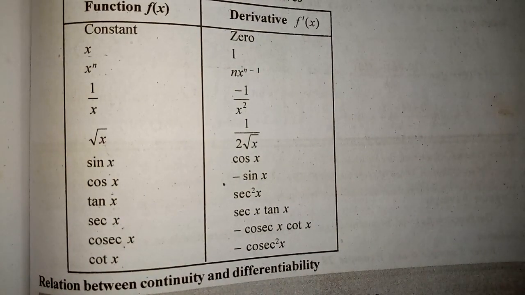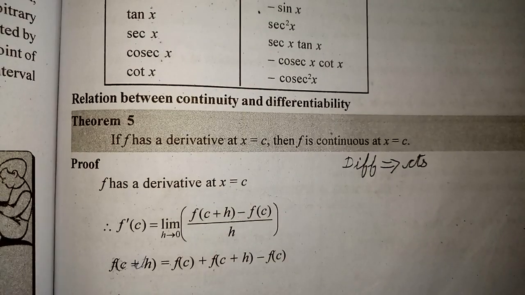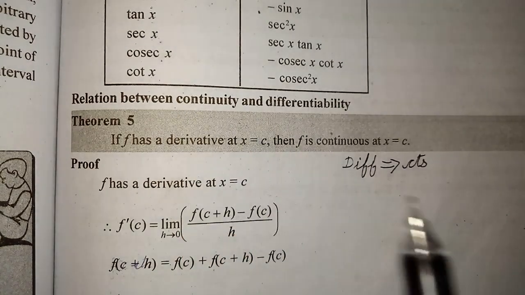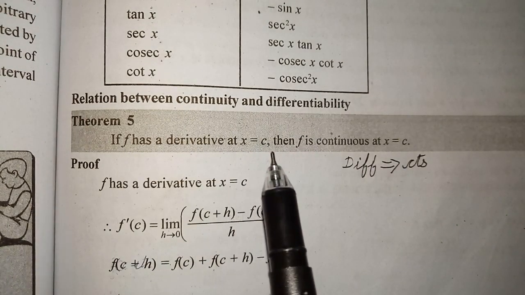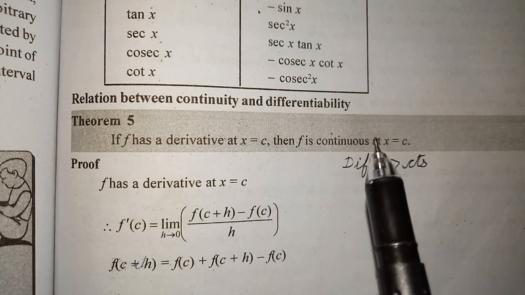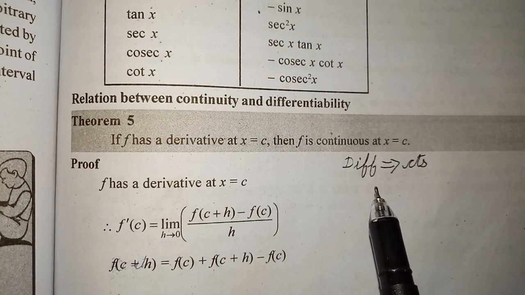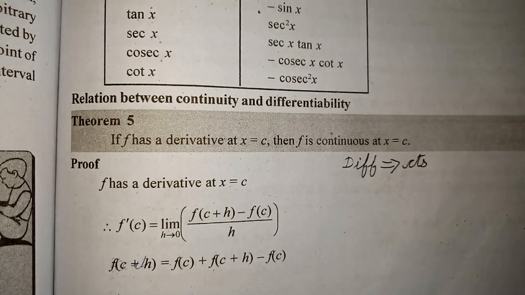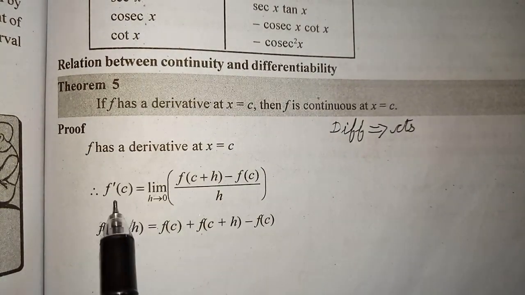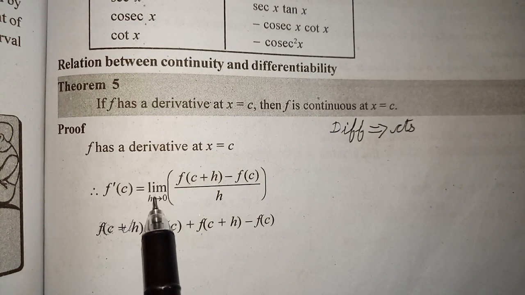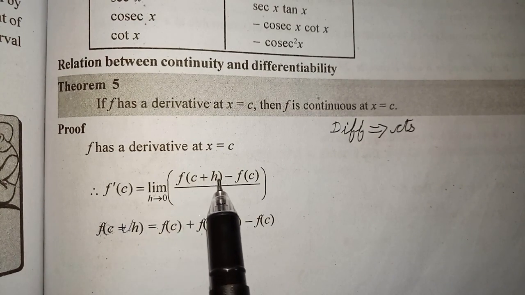Okay, let us study the relation between differentiability and continuity. It says that if a function has a derivative at x equal to c, then f is continuous at x equal to c. That means differentiable functions are continuous. So I have applied the definition. f has a derivative at x equal to c. That means f dash of c is limit as h tends to 0 of f of c plus h minus f of c, by h. Alright.